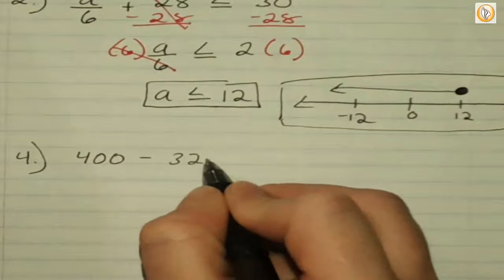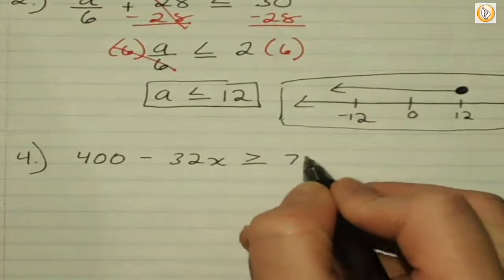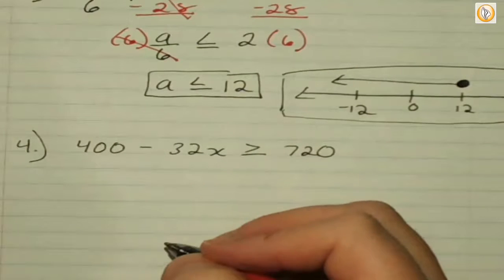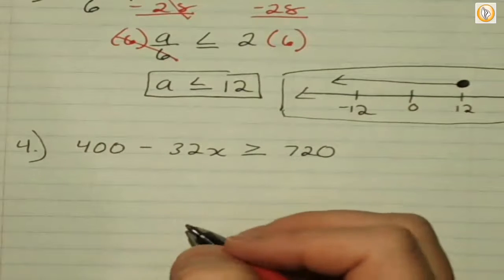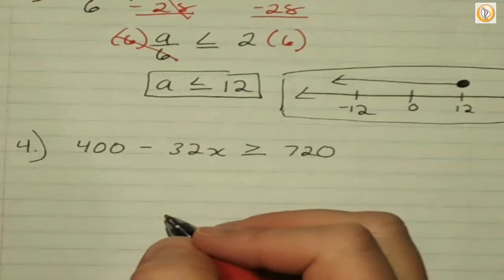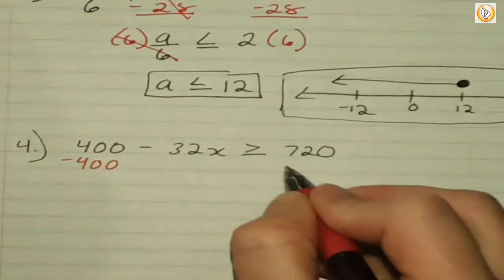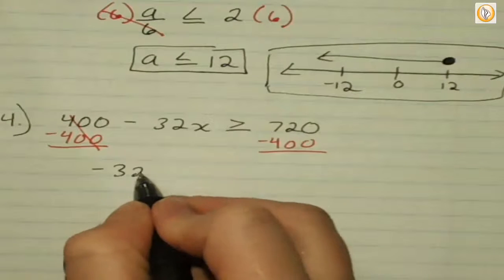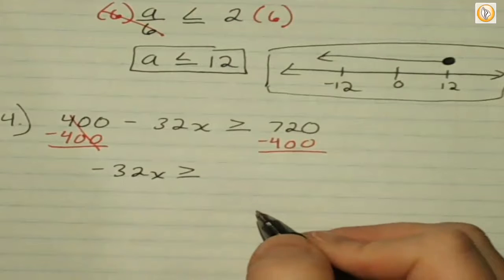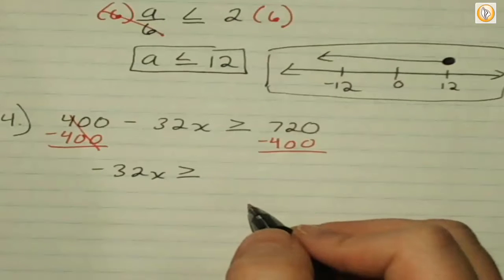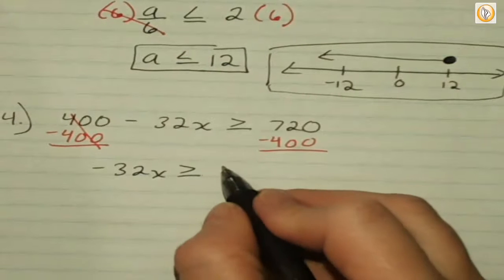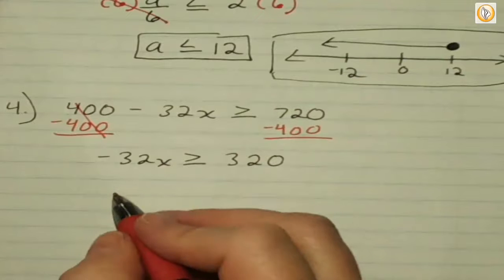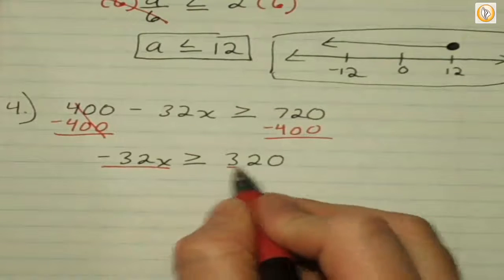400 minus 32x is greater than or equal to 720. So, you subtract 400 from both sides. What am I left with? Hold on. 320. Perfect. And then tell me what to do. Then you divide by negative 32 on both sides.